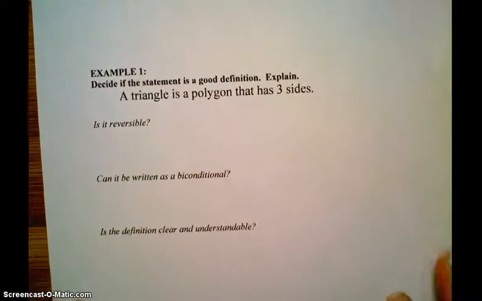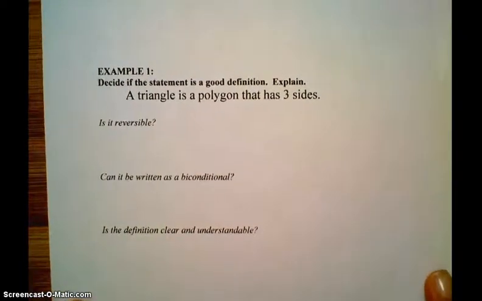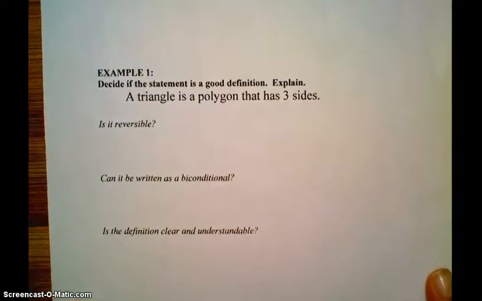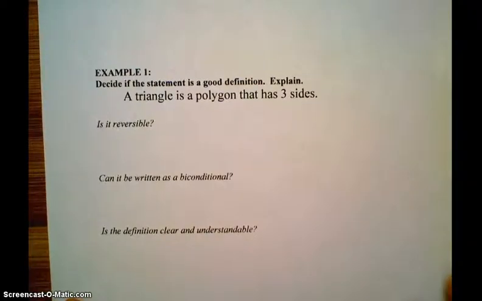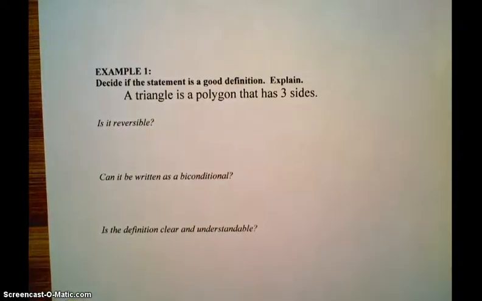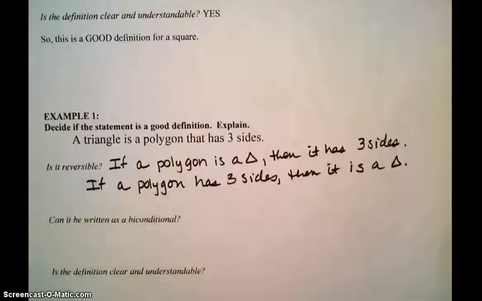So let's go ahead and look at example 1, and we're going to decide if this statement is a good definition. So a triangle is a polygon that has 3 sides, and you'll notice the first thing is it's not written as a conditional statement. So first thing I'm going to have to do is decide if it's reversible, and I'm going to do that by writing it out as conditionals. So let's go ahead and do that.